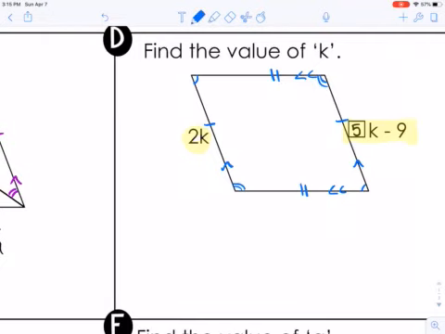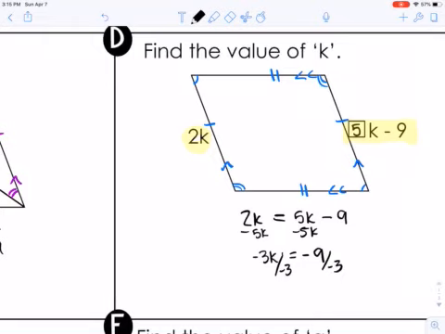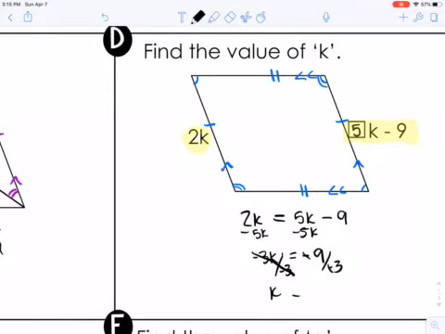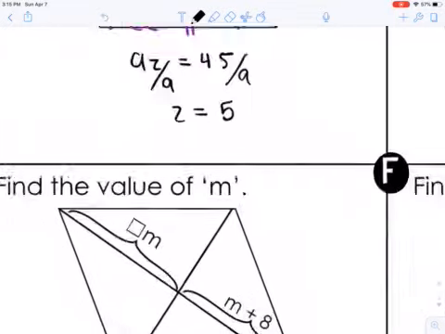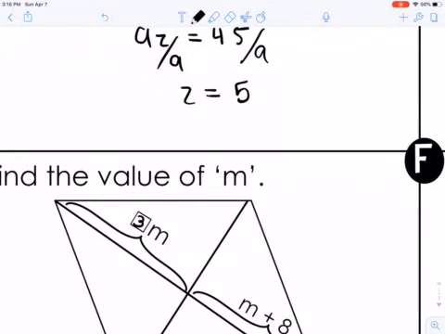And so this problem, we're going to set up part equals part. So 2k equals 5k minus 9. We're going to subtract 5k from both sides, and you get negative 3k equals negative 9. Divide by negative 3 on both sides. K, here the negatives cancel out. K equals 3. And then, of course, you would take that 3 and plug it in this box right here.